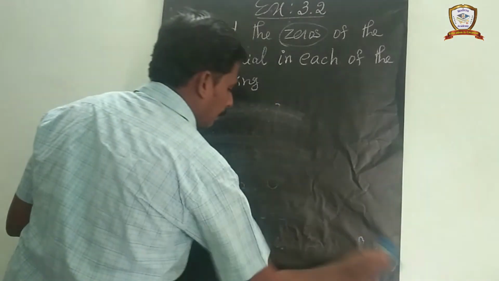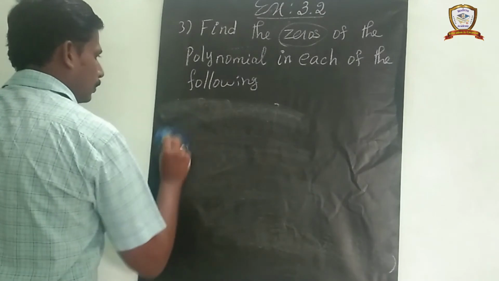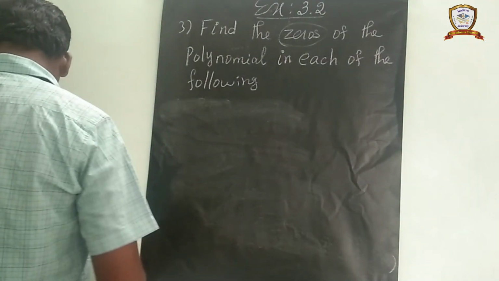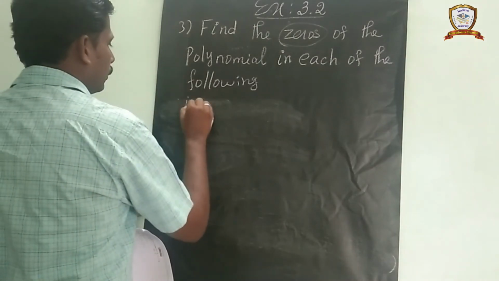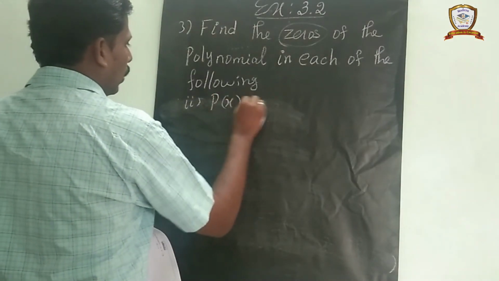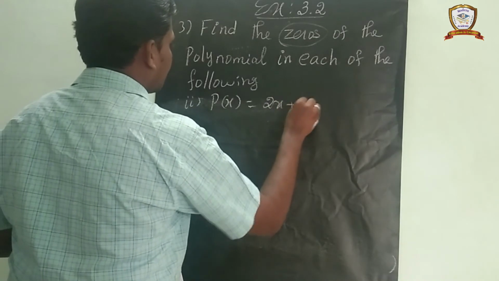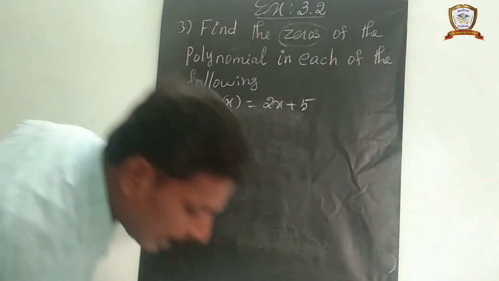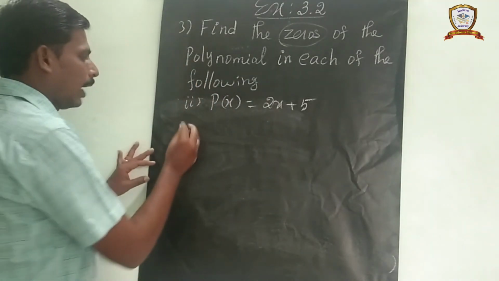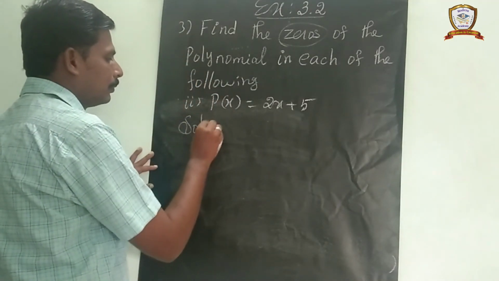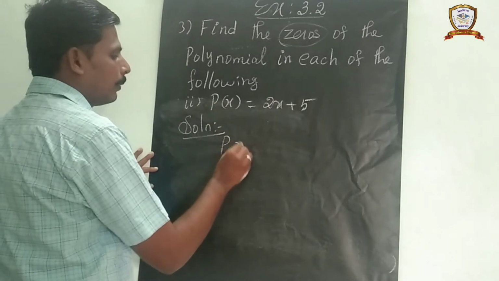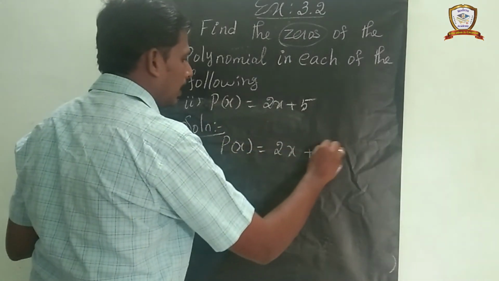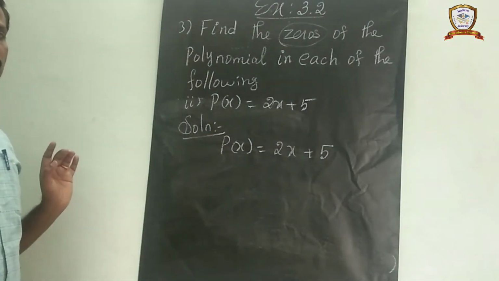Second subdivision sum is p of x equal to 2x plus 5. Okay, listen carefully. p of x equal to 2x plus 5.